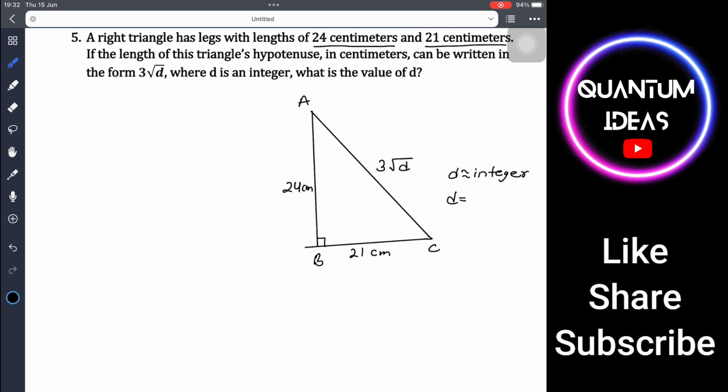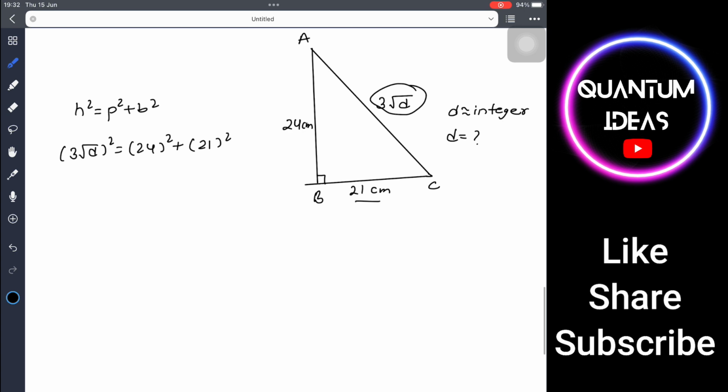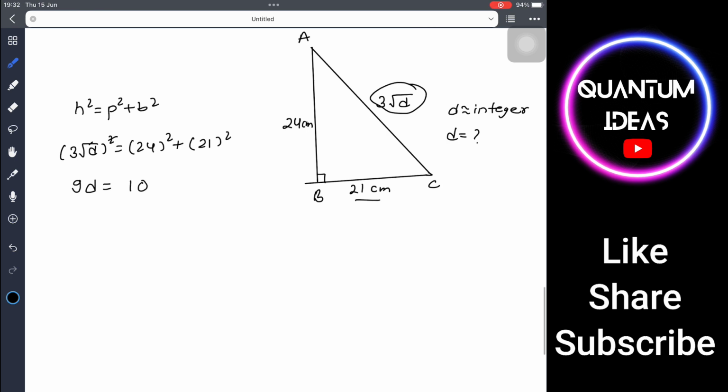So what we can do, we can simply use the Pythagoras theorem, that is h square equals p square plus b square. So we have the hypotenuse here as 3 root d. So 3 root d square is equal to p square, 24 square, plus base, 21 square. So this will be 9d, square and root is gone. So d is equal to, so find 24 square plus 21 square. This is simply 1017.